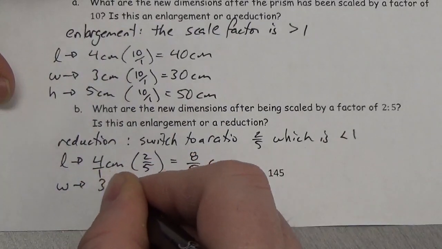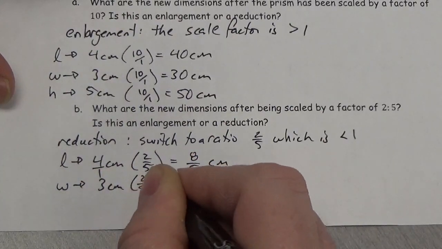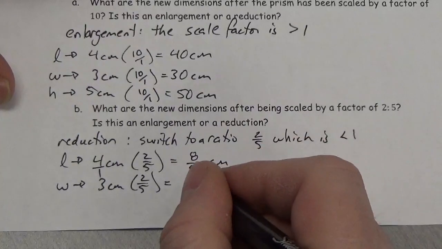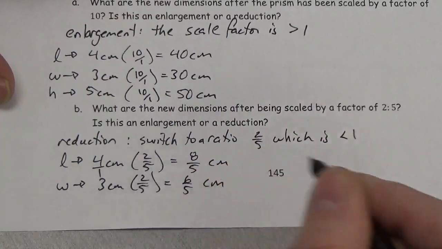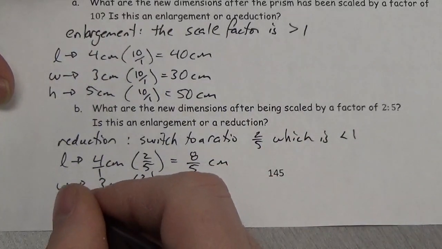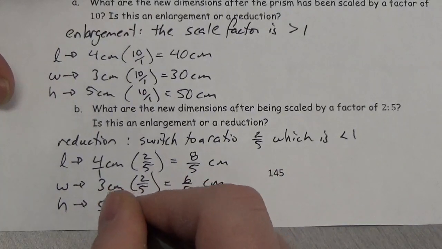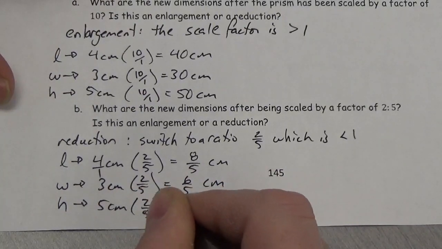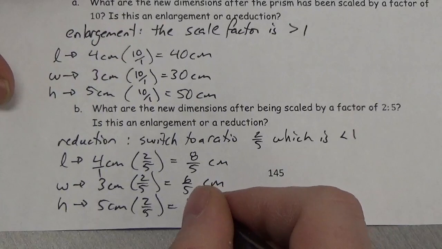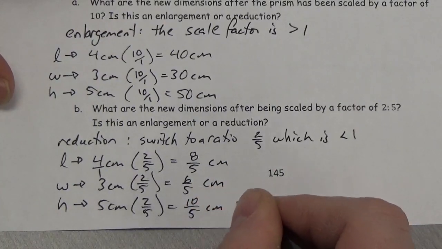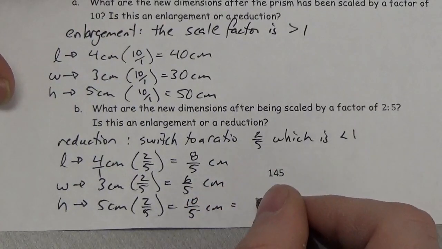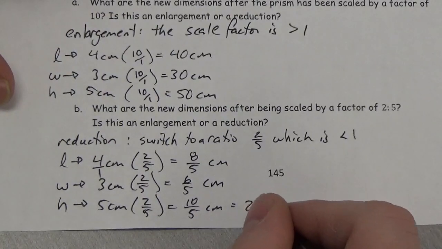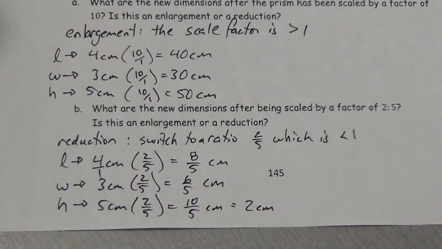Our width was 3 centimeters. It gets multiplied by 2/5, and so that's going to end up being 6/5 of a centimeter. And then finally our height, which was 5 centimeters, gets multiplied by 2/5. Now, this is going to end up becoming 10/5 of a centimeter. But 10/5, you'd never leave it like that. It makes way more sense just to simply write that as 2 centimeters. And those are your new dimensions.